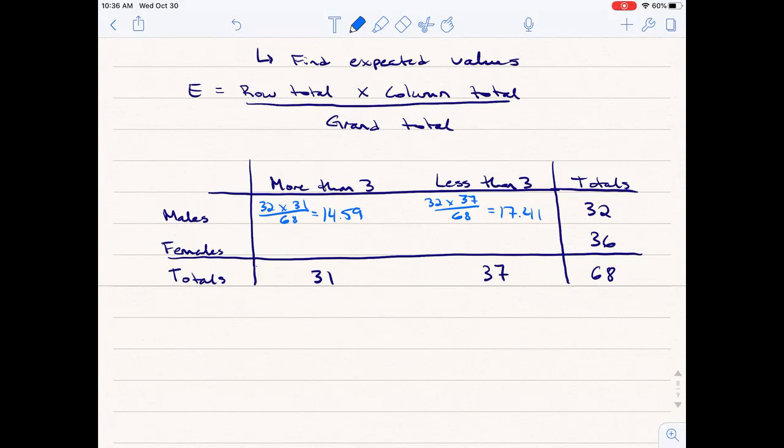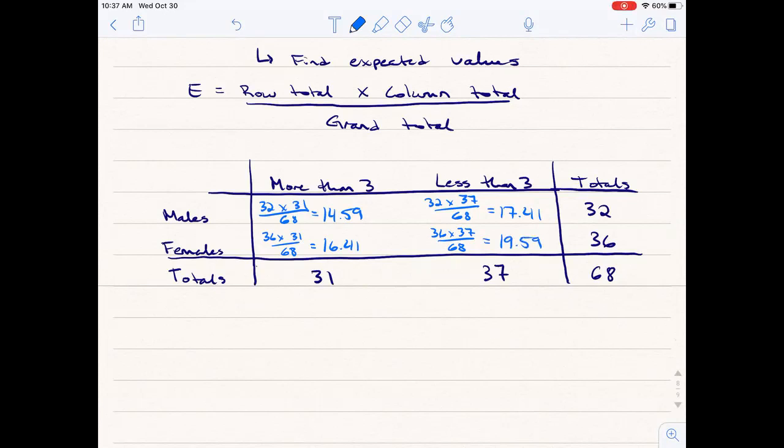Oh, because it's the row totals times the column totals, right? So we only care about the totals, and then we're going to leave the data that we actually collected for later, right? Because those are our observed values. And then for the females, we've got 36 times 31 over 68. So we're expecting 16.41. And then finally, we've got 36 times 37 over 68, which is, which one here? 15.5, or sorry, 19.59.